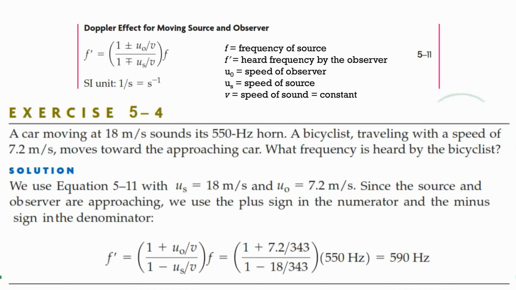Okay, I see the exercise at the bottom. We have a car moving at 18 meters per second, and a bicyclist moving at 7.2 meters per second. Who is who? The car is honking, so it's the source. The biker is listening, so they are the observer. Now, here is the trick for the math, look at the arrows. They are moving toward each other.